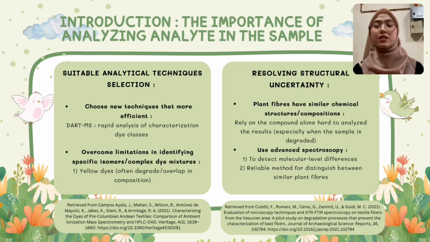Last, scientists could resolve structural uncertainty. This is because plant fibers have similar chemical compositions. Relying on the compound alone will fail the experiment. Thus, from analyzing the analyte, scientists can consider advanced spectroscopy to detect molecular level differences.